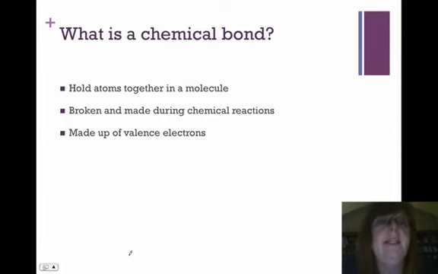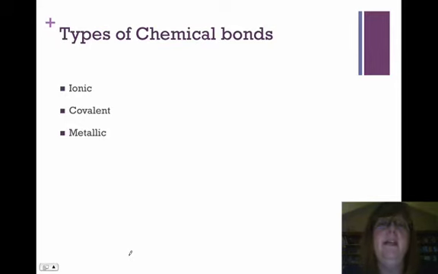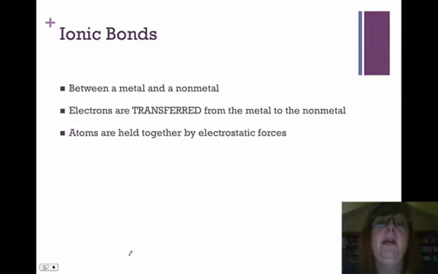in the products. These chemical bonds are made up of the outermost electrons in the atoms, which are called the valence electrons. We talked about three types of chemical bonds: ionic, covalent, and metallic. Ionic bonds are between a metal and a nonmetal, and the electrons are transferred. That's the important word. They're transferred from the metal, so the metal loses the electron and it's a positive charge, and then the nonmetal gains that electron and it has that negative charge.